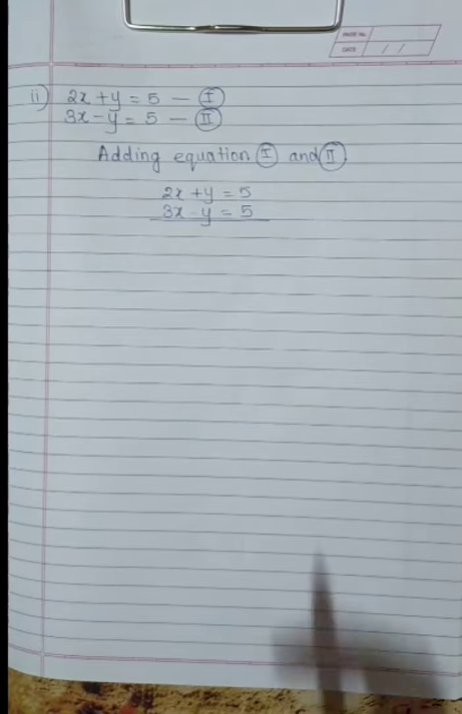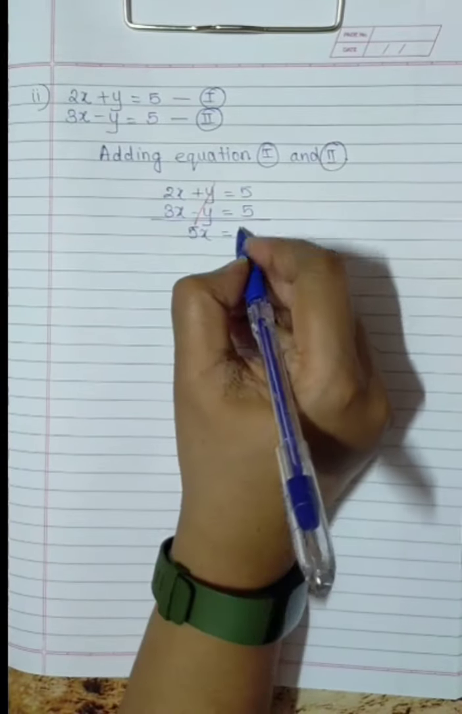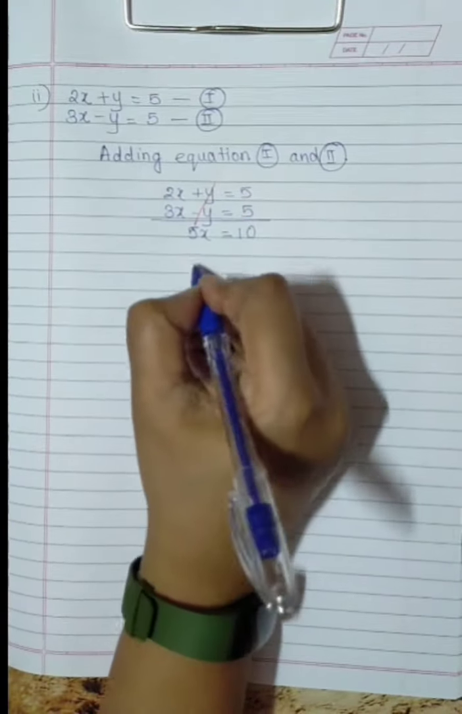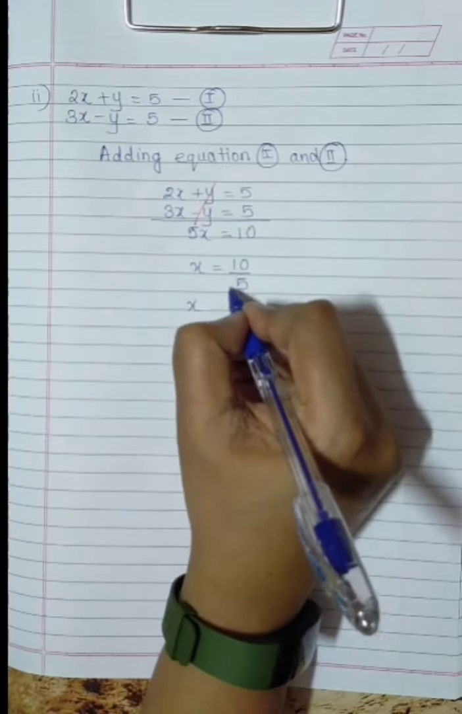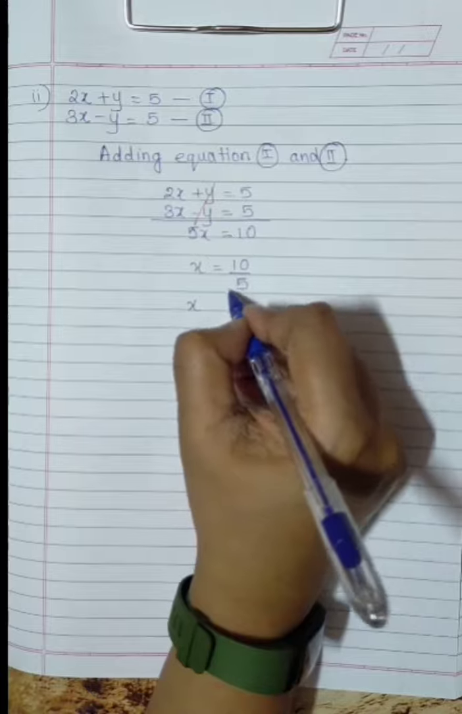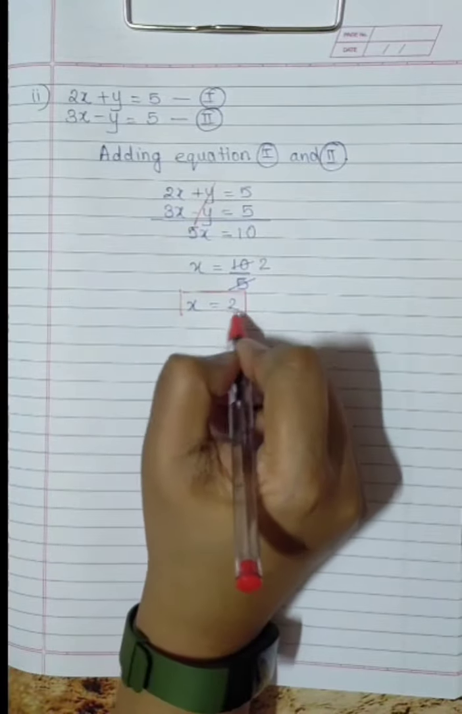Minus y plus y get cancelled. What remains? 5x equal to 10. So x is equal to 10 upon 5. By dividing we'll get 2. x is equal to 2. We got the x value as 2.